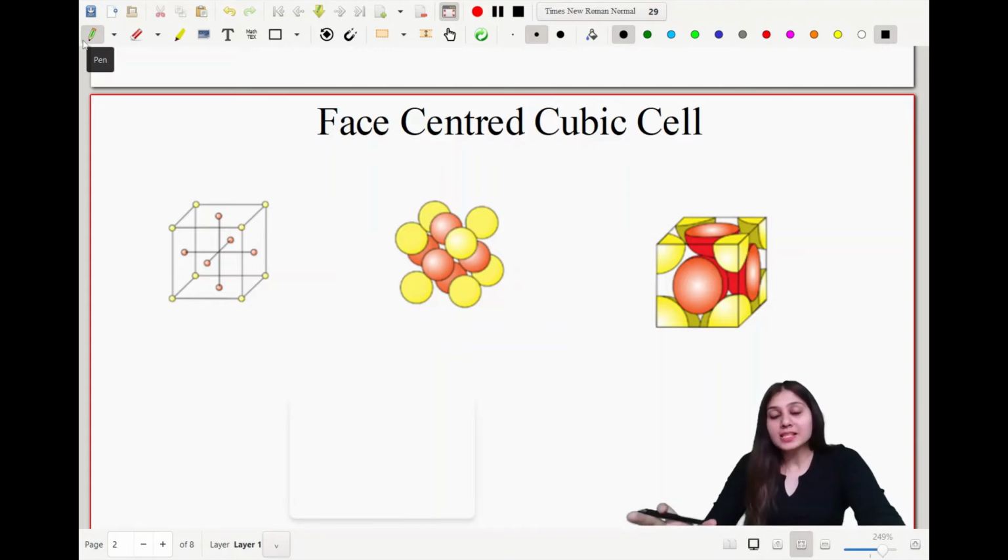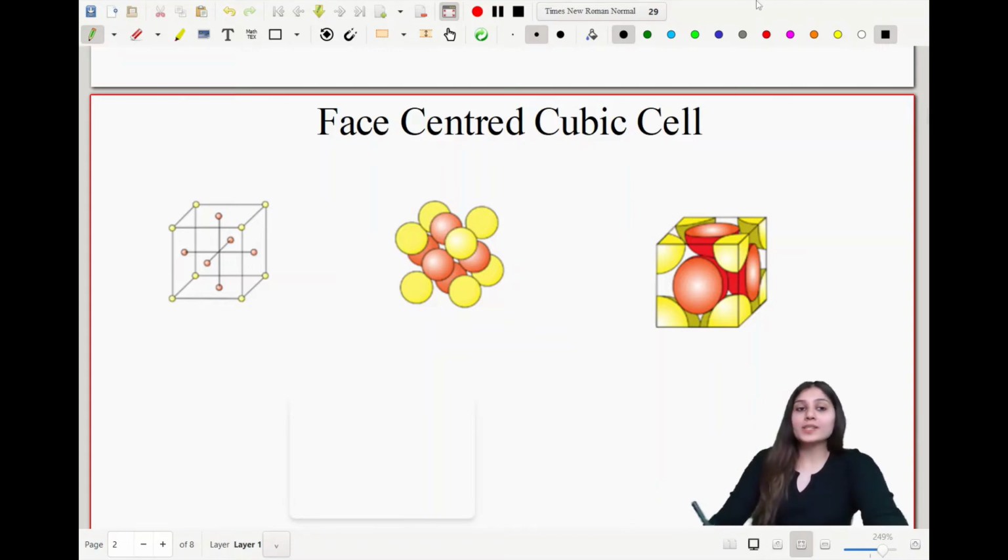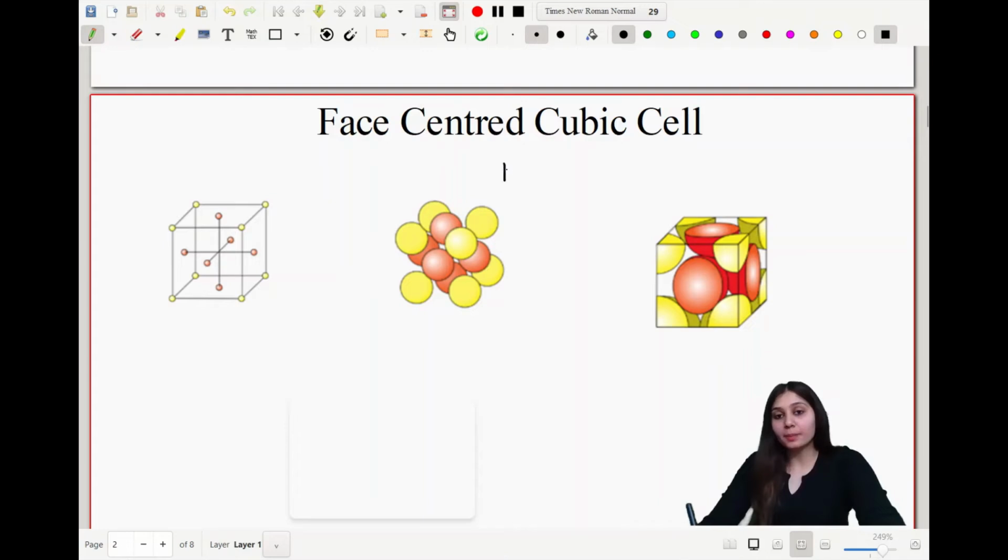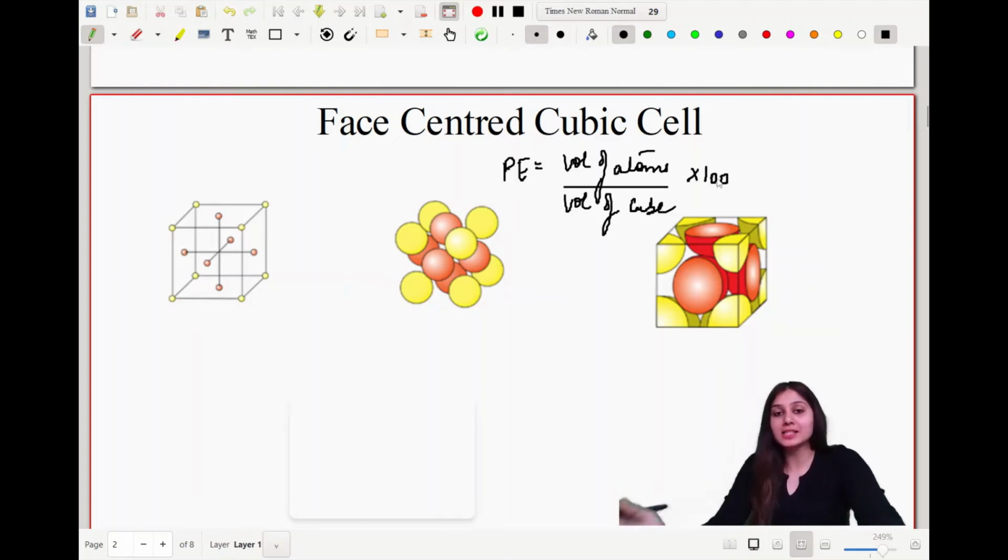So now we discuss what happens in the face-centered cubic cell. The exact same thing happens. The packing efficiency is nothing but the volume of atoms which are present in the unit cell divided by the total volume which is available, which is the volume of the cube, multiplied by 100, and that's that. Now in the numerator we have not 1, not 2, but actually 4 atoms, because in face-centered we have 4 atoms per unit cell. So whatever is the volume of one atom, we'll just multiply that by 4 and we will have our numerator.